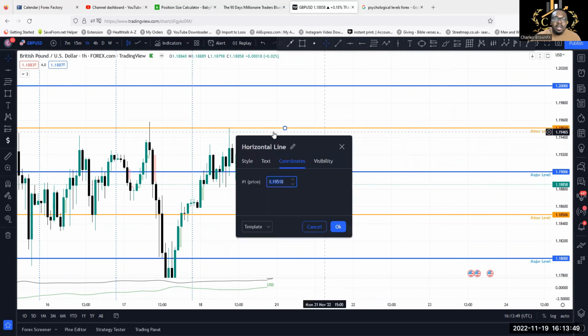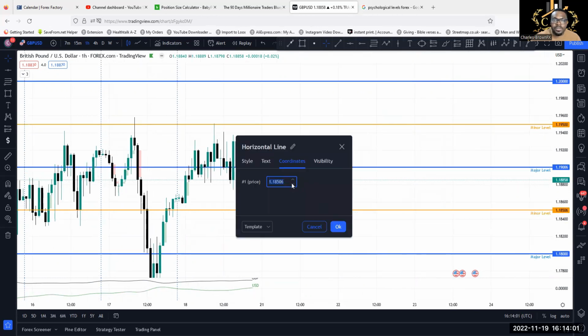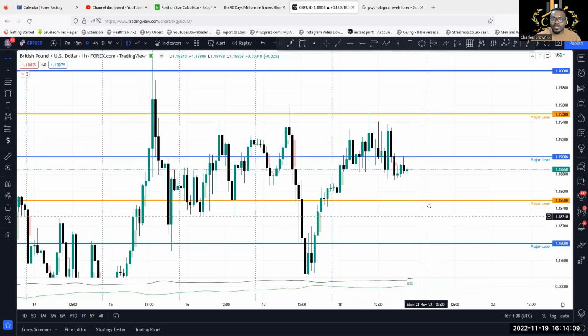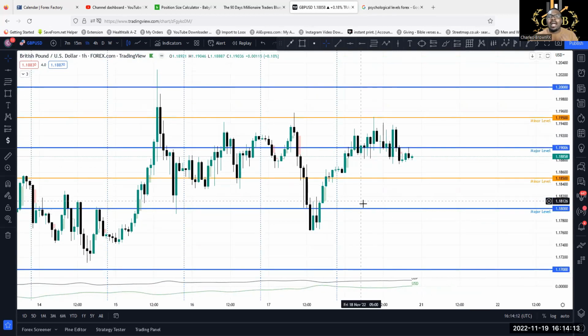Let me just ensure this is properly aligned. That's 50 pips right there. You see? Great. The same thing, 50 pips right there. Now, I want to show you how to trade it. I have shown you how to draw your psychological levels. The question is, how do you trade it? What do you look for? What kind of candlestick pattern do you need to trade this?